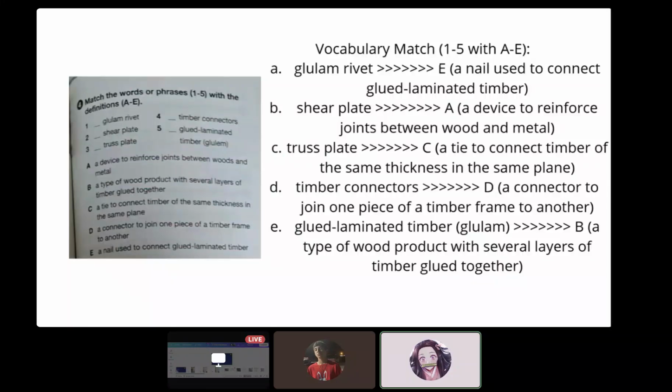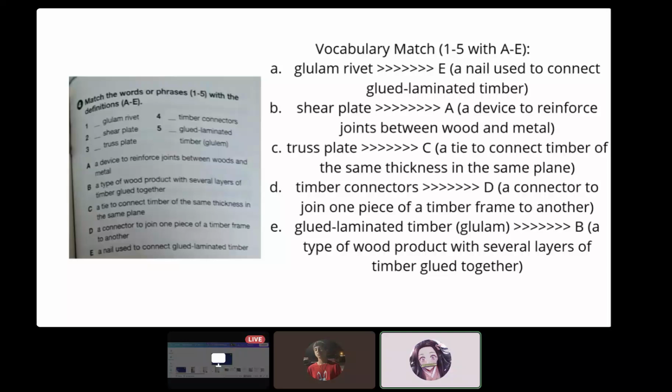The fourth activity is vocabulary. In this one, we're going to match the terms with the letters. The first one is glulam rivet. It is E, a nail used to connect glue laminated timber. The second one is shear plate. The letter is A, a device to reinforce joints between wood and metal.